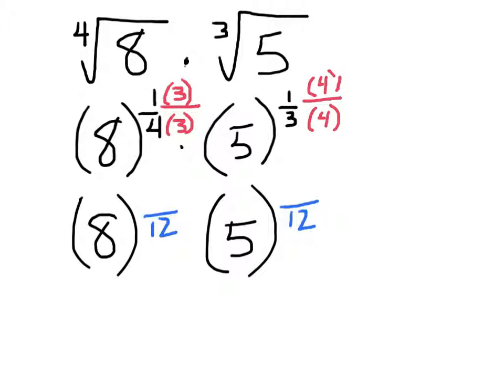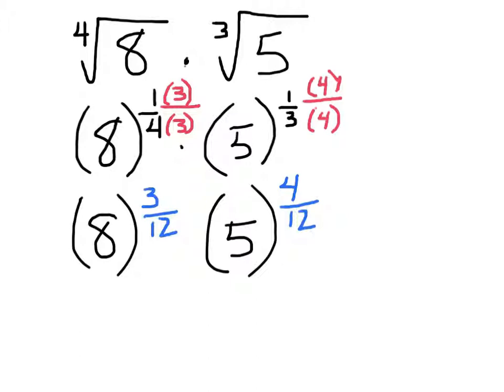Okay. So therefore, I've got my 4 times 3 gives me a 12. Up here I have a 1 times 3, so that's just going to be a 3. Here's my 3 times 4 gives me a 12, and 4 times 1 is going to give me a 4 up here.